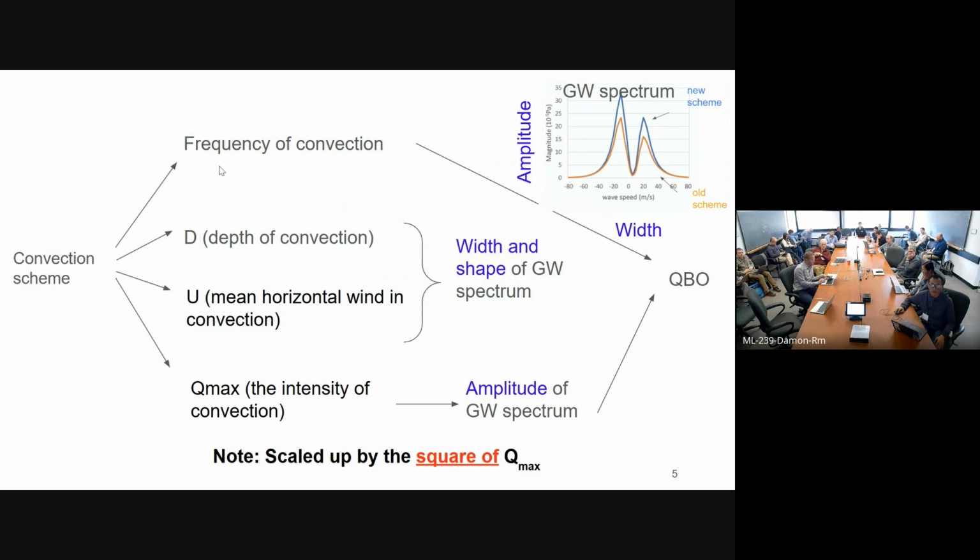The frequency of convection, you can think of as just the time steps of convection. And D and U, that is, the depth of the convection and the wind in the convection, will determine the width and the shape of the gravity wave spectrum. And the maximum heating rate will determine the amplitude of the gravity wave spectrum. It's very important to know that the amplitude of the gravity wave is proportional to the square of the maximum heating rate, which I will explain later.